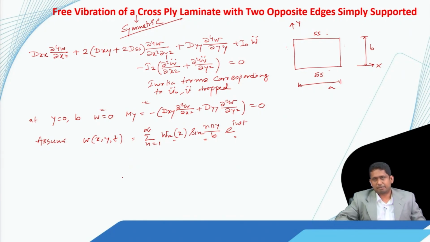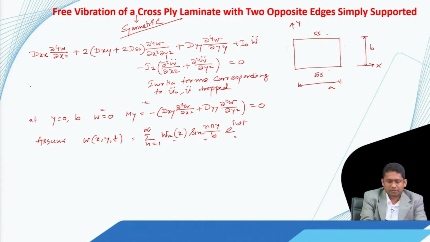Now if I try to recall from what we did in the static analysis, Levy's solution, we made some assumption like this. Only thing was that the time dependence was not there, and then we put this assumption in the differential equation, and that gives us an ordinary differential equation in x, and then we solve the differential equation, and the solution has some unknown constants associated, and those constants are evaluated with respect to the boundary condition given at x equal to 0 and x equal to a. So the same procedure we will follow now. So this is Levy's solution.